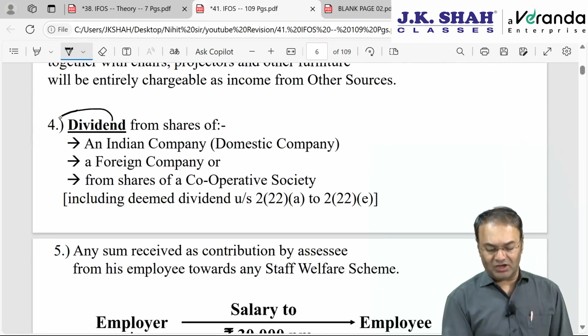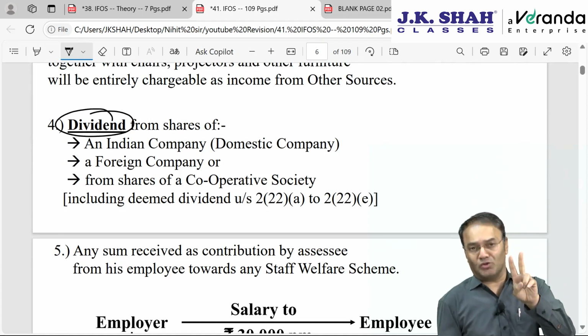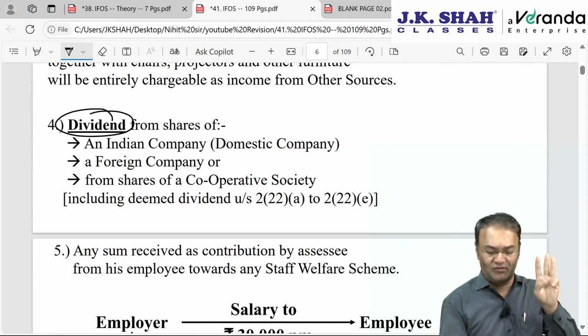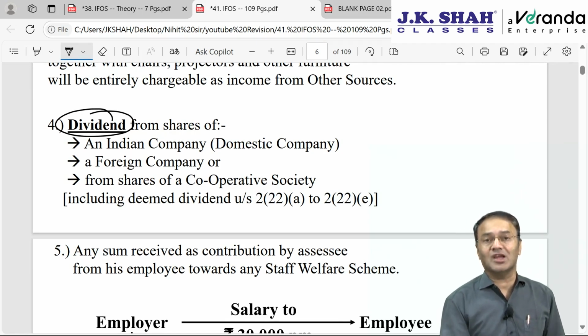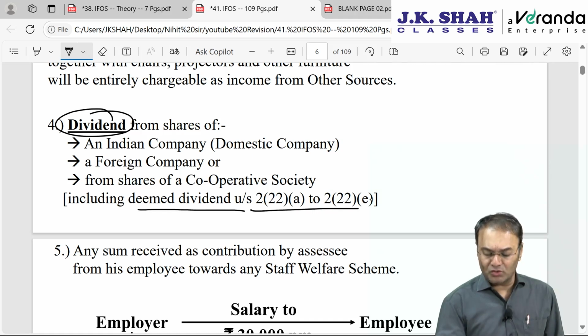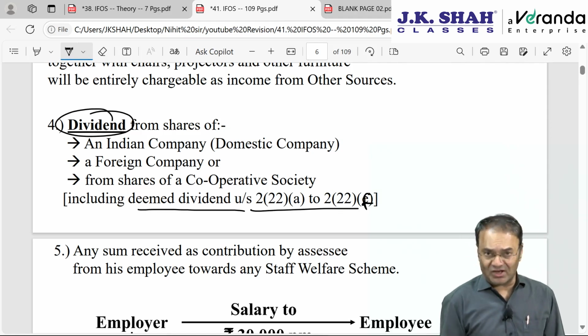Next income is dividend. Dividend we may receive from a foreign company, an Indian company, that is a domestic company, or we may receive dividend from a cooperative society. Dividend will always be taxed under this head, come what may. Even if shares are held as stock in trade, then also dividend will not go under the head PGBP. Including deemed dividend under 2(22)(a), (b), (c), (d), (e), (f). 2(22)(f) is newly introduced, that is buyback of shares, which we will be studying separately.